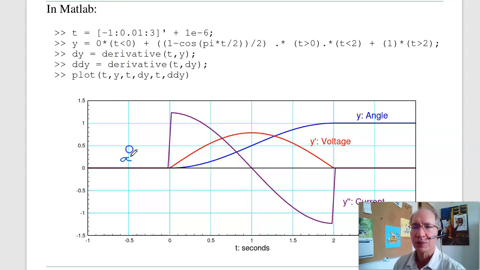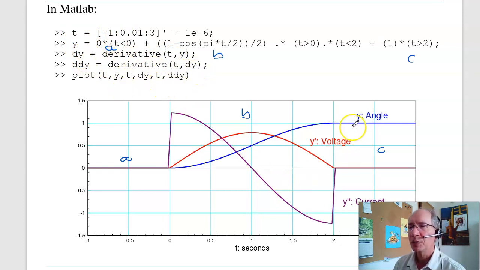This is region A, for t less than 0. Between 0 and 2, region B, it's 1 minus cosine of pi times t over 2, all over 2. There's region B. And region C is equal to 1. So this is valid between 0 and 2. This is valid for time greater than 2. Given t and y, find the derivative. Given t and dy, find the second derivative and plot them.